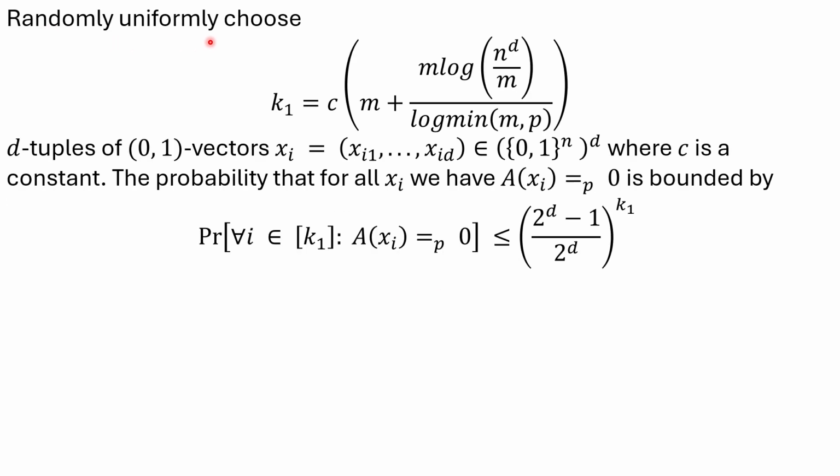Randomly and uniformly choose k1, which we define here, d-tuples of 0,1 vectors xi, where c is a constant. The probability that for all xi we have A(xi) equal to 0 is bounded by 2 to the power of d minus 1 divided by 2 to the power of d, which we saw earlier, to the power of k1, because we want this to happen for all k1 tuples.